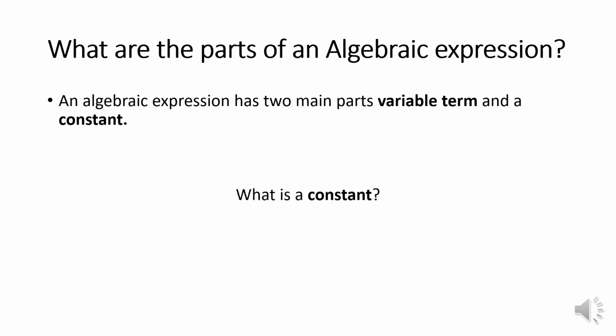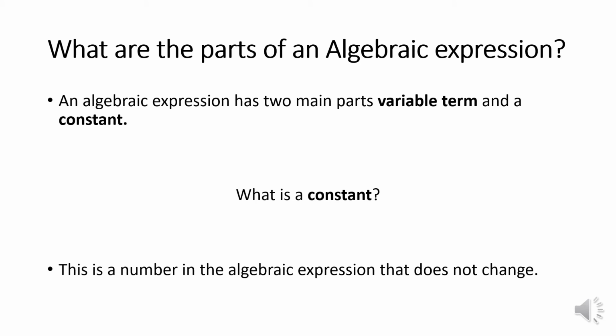What is a constant? Let's first look at this simple building block of an algebraic expression. A constant is a number in the algebraic expression that does not change. It can be 1, it can be -2, it can be 10, it can be 100. We call it a constant. This number does not change.